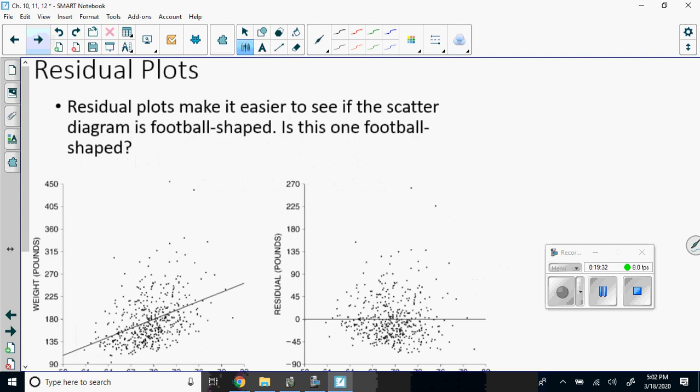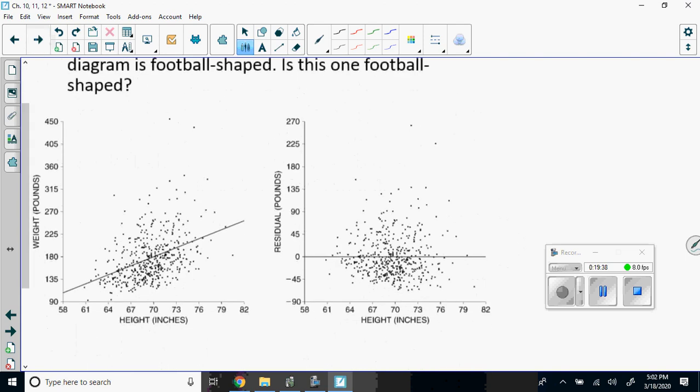Residual plots make it easier to know if the scatter plot is football shaped. So with this one, what we see here is maybe it's football shaped, but it also has this kind of triangle shape going on. So we can create the residual plot and see if there's the same amount of data below as there is above the line. And that tells you better if it's football shaped or not.